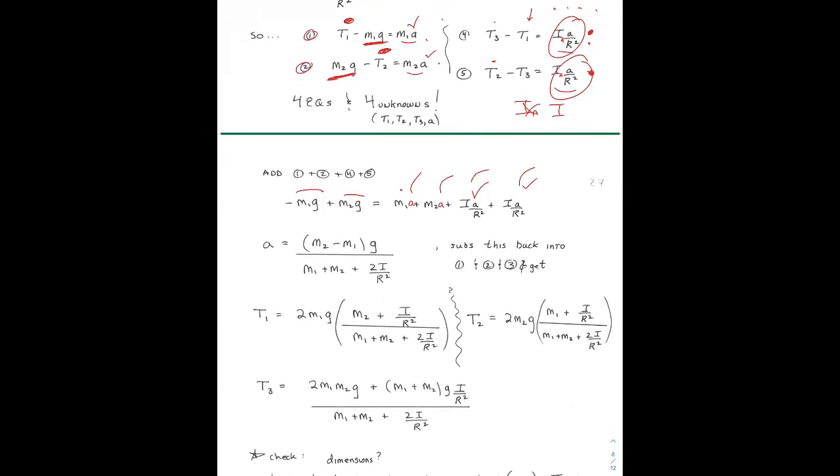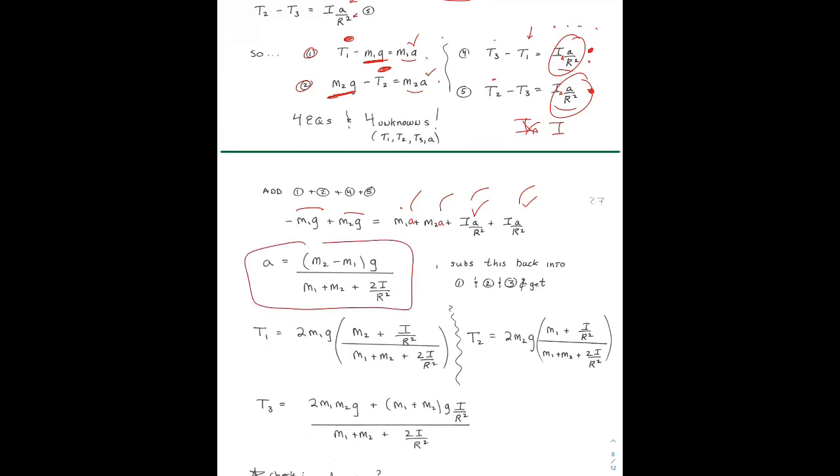So on the right side, I have 1, 2, 3, 4 things. I have my M1A, I have my M2A, and I have that one that goes there, and that one that goes there. And then all I did is I have an A in every term, so I factored out A, just did the algebra.